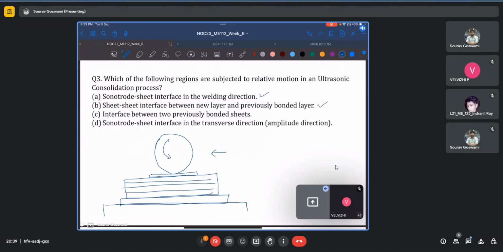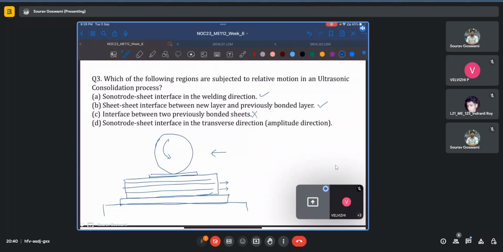Interface between two previously bonded sheets. So any such interface, such as this one or this one, between two previously bonded sheets. Now this is already formed. So clearly there will not be any further relative motion between these. So this option is out.